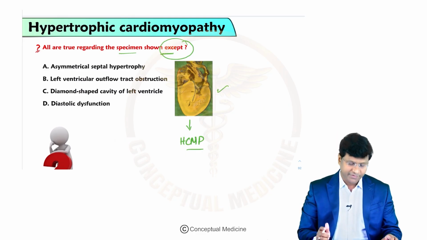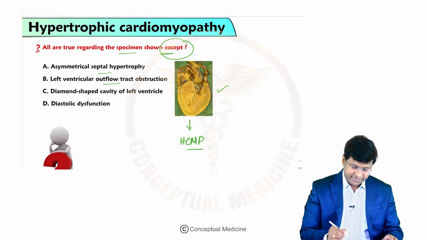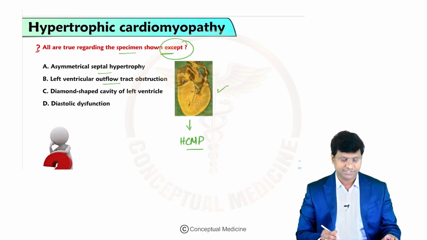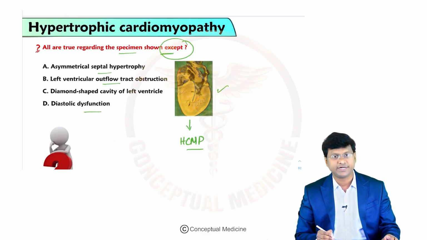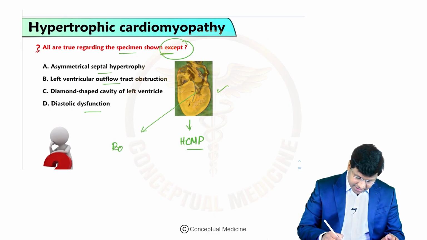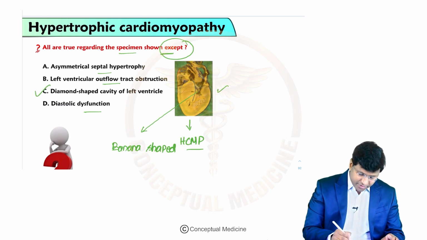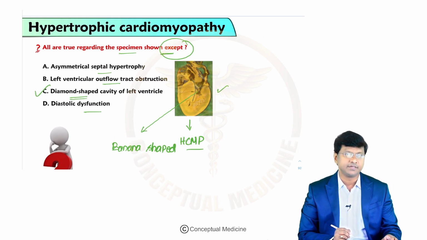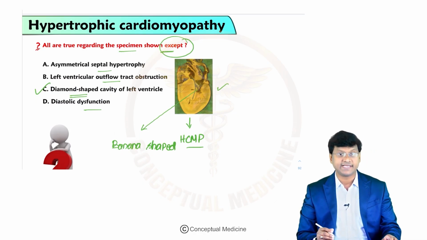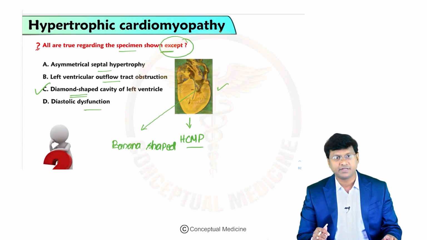So in patients with hypertrophic cardiomyopathy, they definitely will have asymmetrical septal hypertrophy, left ventricular outflow tract obstruction, and diastolic dysfunction. But if you take the shape of the left ventricle, it will be a banana-shaped left ventricle. The lumen of the left ventricle will be banana shaped. It will not be a diamond-shaped cavity of the left ventricle. So the question asked is except, so the diamond-shaped cavity will not be there. A banana-shaped left ventricle will be there.